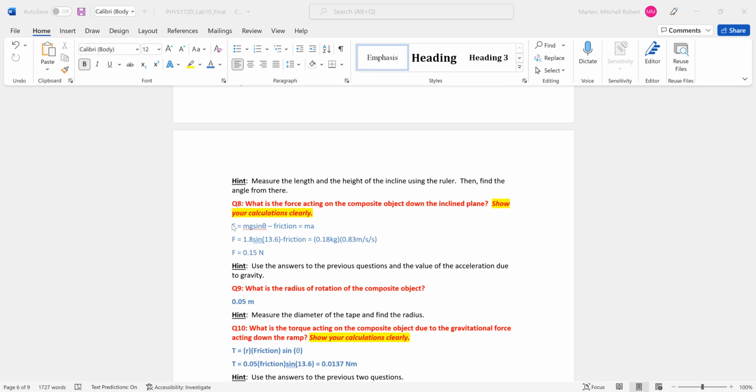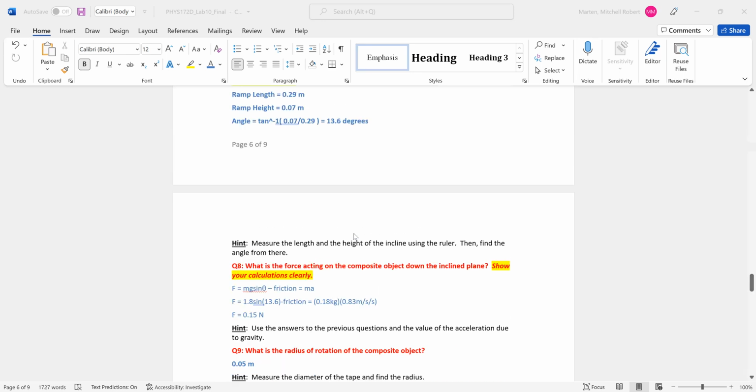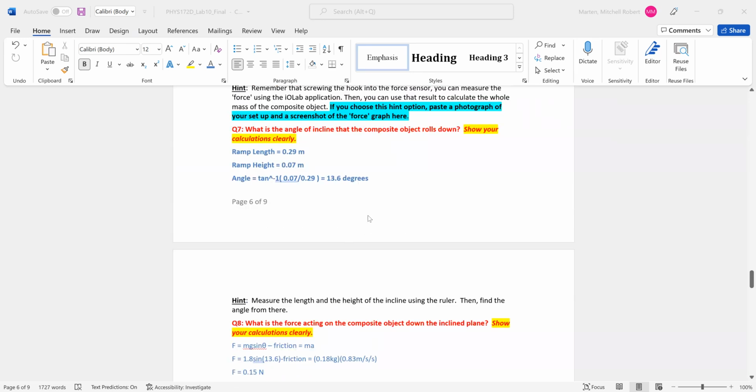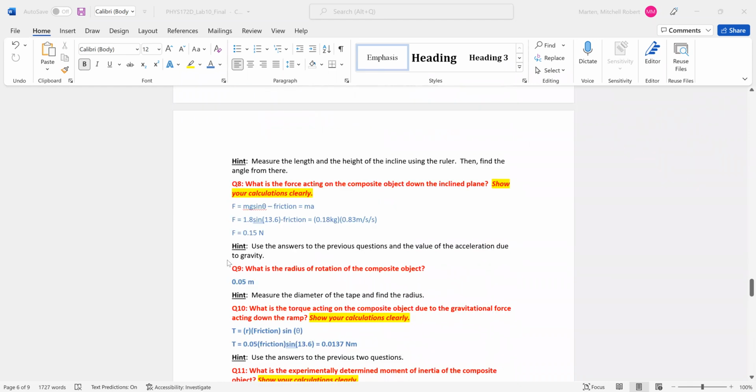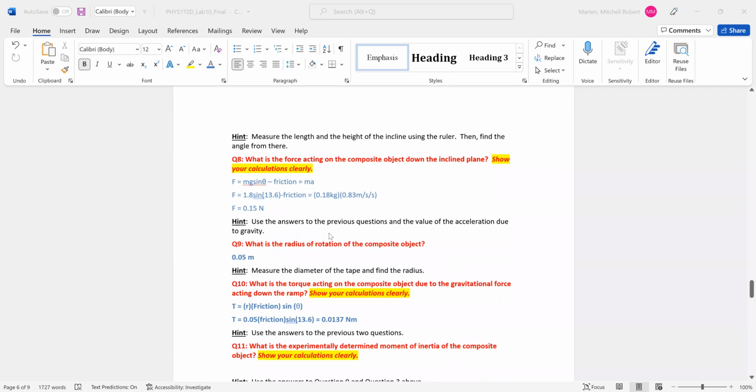And so we know that F is equal to mg sine theta minus the friction, which is equal to the mass times the acceleration at the bottom. So we can plug in all these values. The only thing we don't know is friction. And then this 0.83 is just the 16.6 that I found up there, converted. And then we find that the force is equal to 0.15 newtons.